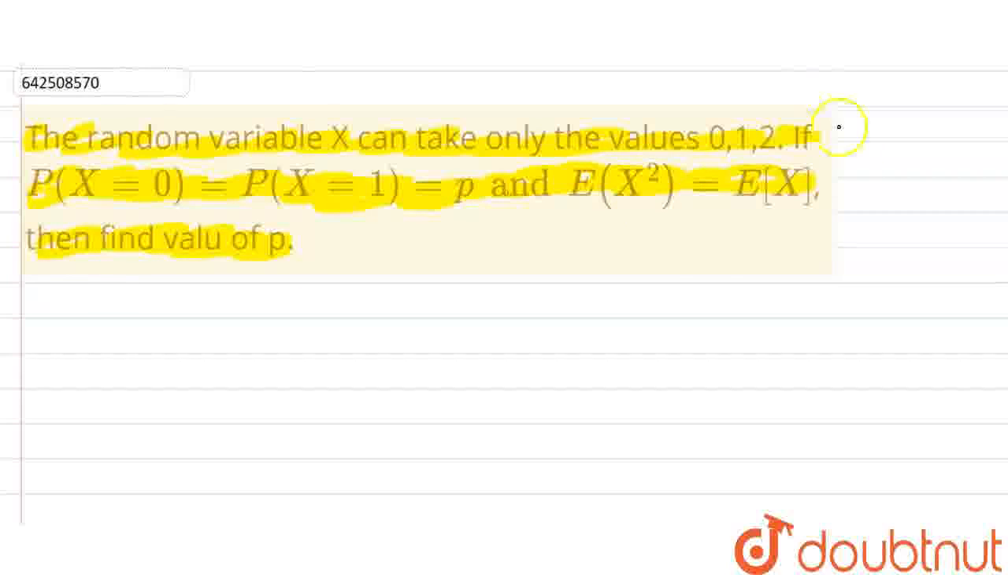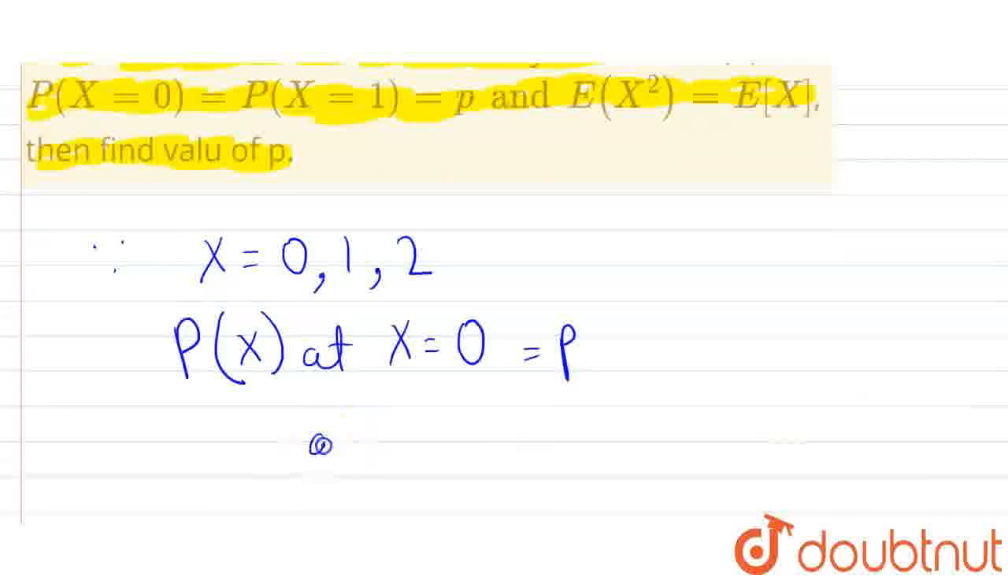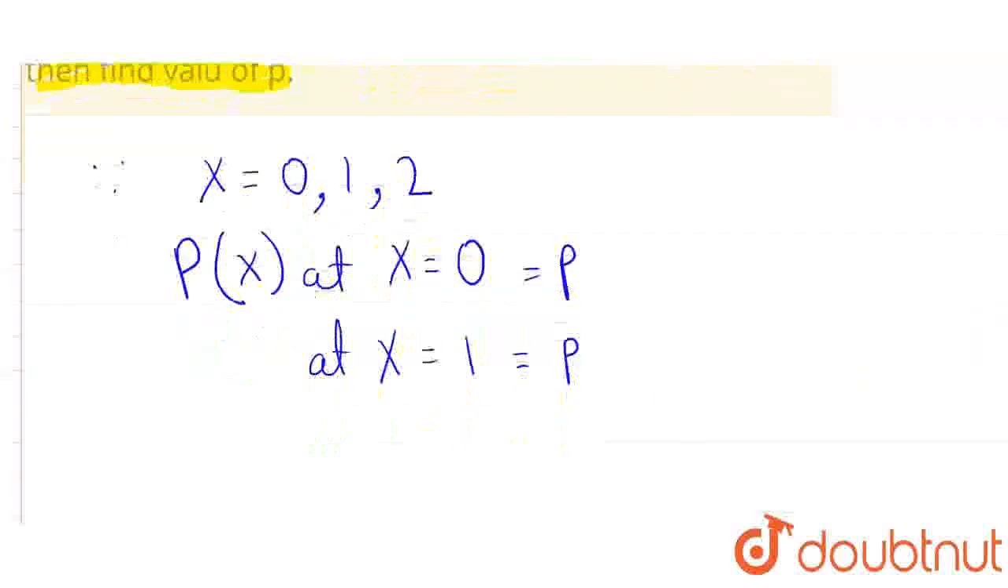So basically in this question we are given that x equals 0, 1, 2, and we are given that P(x) at x equals 0 is p, and at x equals 1 is also p, right? This is what is given in the question.